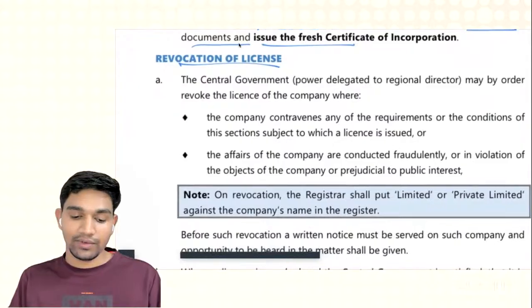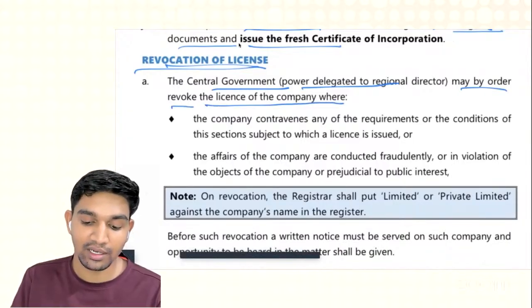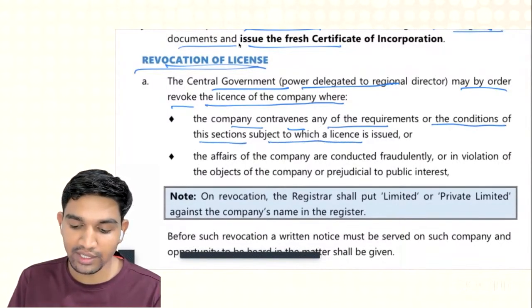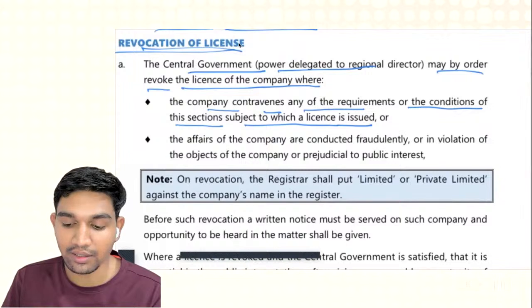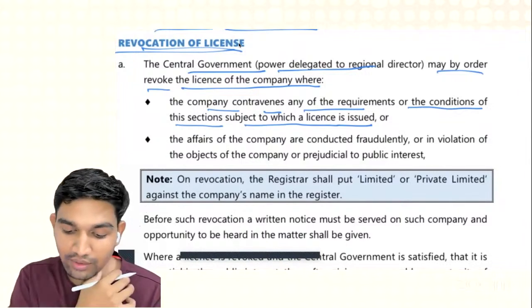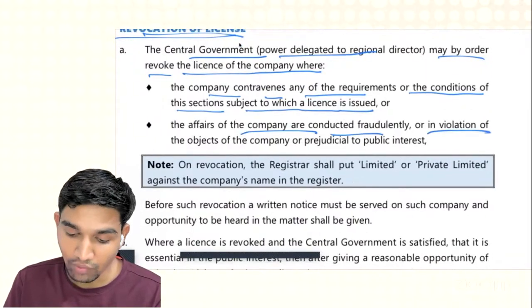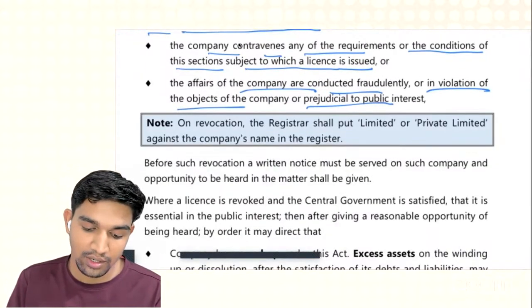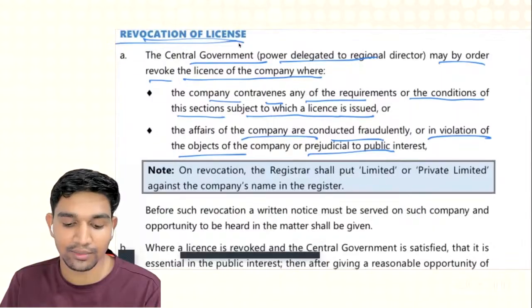Revocation of license. Now we will see the revocation of license. The central government, power delegated to the regional director, may by order revoke the license of the company where the company contravenes any of the requirements or the conditions of this section subject to which a license is issued. So if the company contravenes any requirements or the conditions of this section subject to which a license is issued, or the affairs of the company are conducted fraudulently and in violation of the objects of the company and prejudicial to public interest, in that case, the central government can revoke the license of the company.